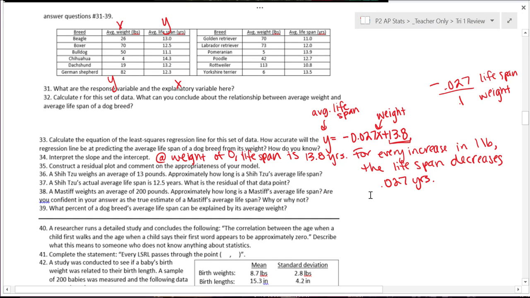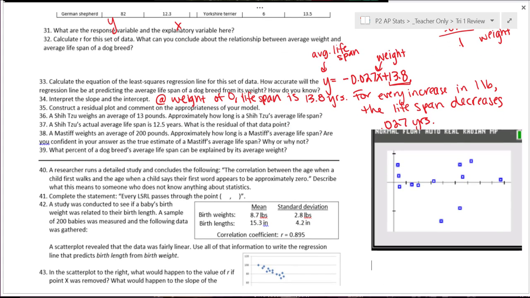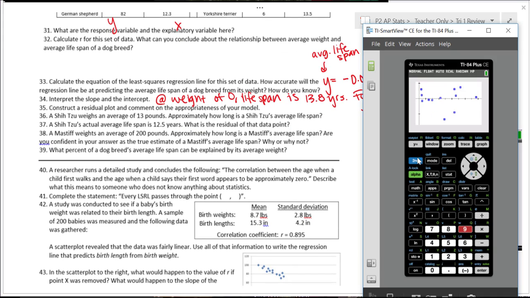If I were actually to look at the linear graph and not the residual graph, we can just come back here, and in that Y list, go back to 2nd Stat and make that L2 so that we have the explanatory and response. Then again, Zoom 9. We can see that there's really no curve, so a linear model is going to be a pretty good fit here. The rest of the questions are asking about just using that.